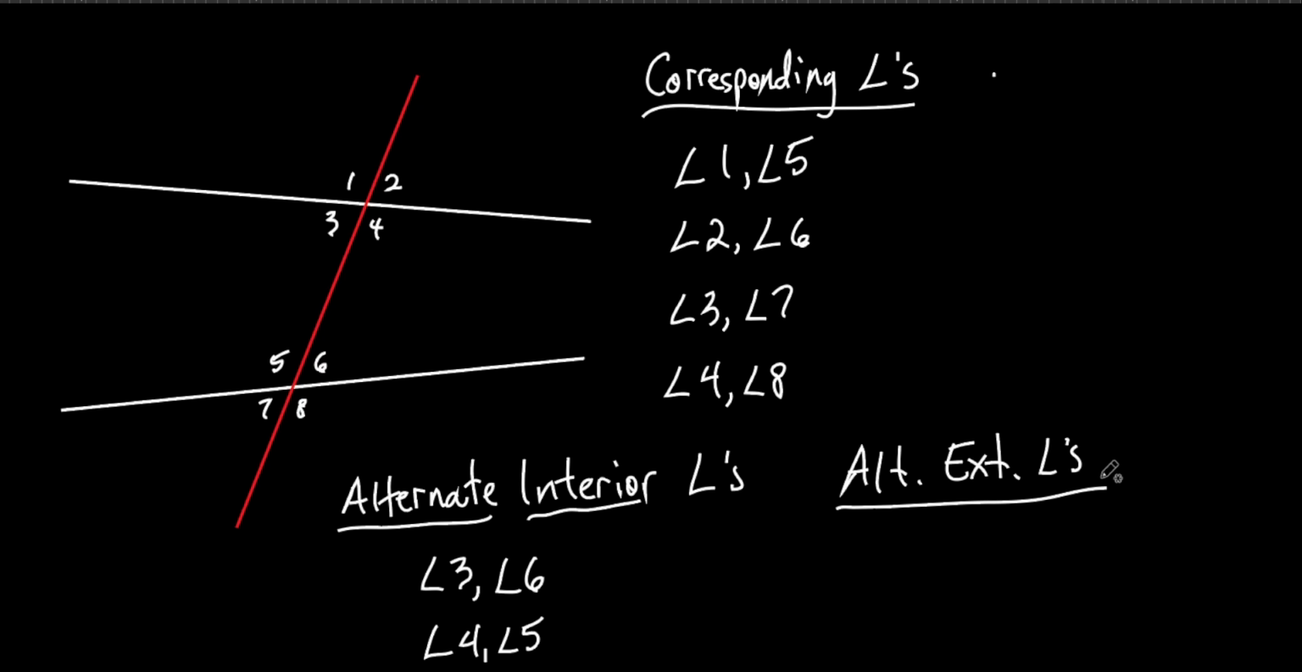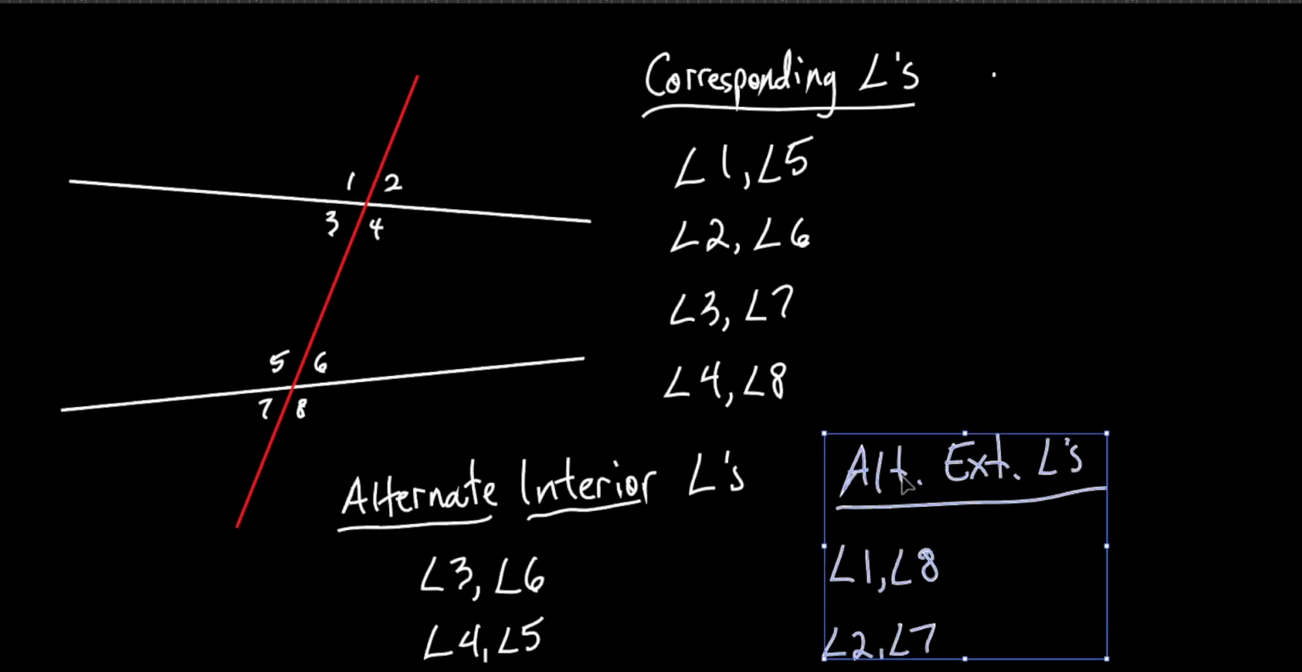So which ones are the alternate? Which ones are the complete opposites? Let's start with angle 1. So angle 1 and what? Angle 8. That's right. They're alternate exterior angles. Give me the other pair. 2 and 7. Good. Angle 2 and angle 7. Those are also alternate exterior angles.